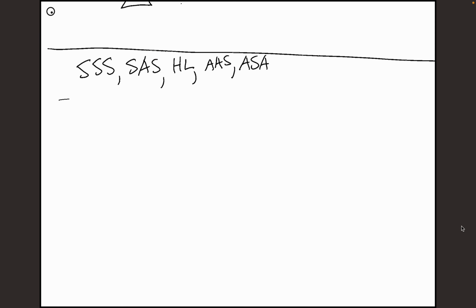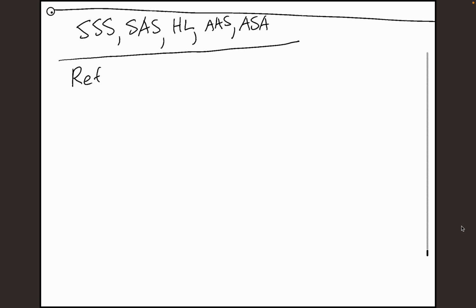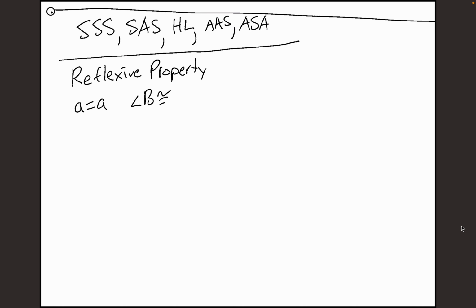Now, we're going to talk about some of those properties. Does anyone remember reflexive property? We briefly discussed this, but we're going to be using it a lot more. Does anyone happen to remember what it means? When we talked about reflexive property, we were saying it was like A equals A. It equals itself. Or if you had angles, maybe angle B is congruent to angle B.